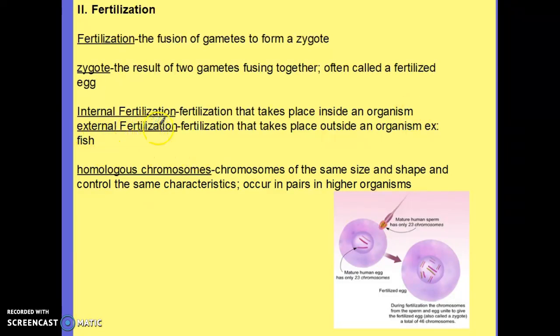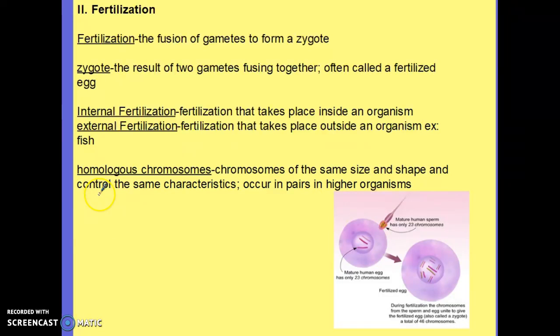But external fertilization does occur, and it's much more common in fish or other aquatic organisms. In fish, oftentimes the female lays the eggs and then the male comes along later and spreads the sperm on top, and the eggs get fertilized after the female has expelled them from her body. That would be an example of external fertilization.